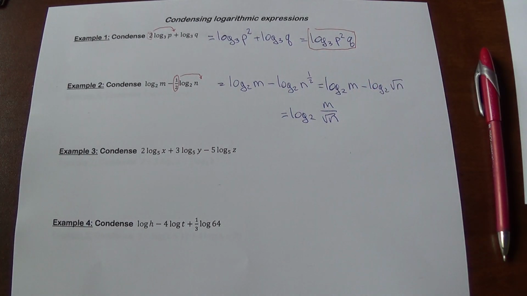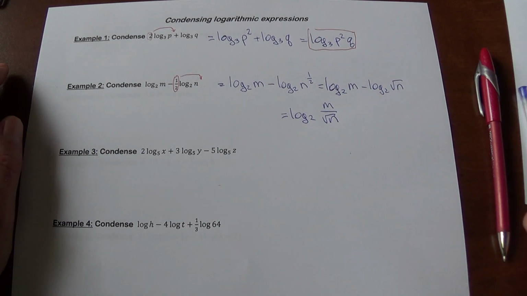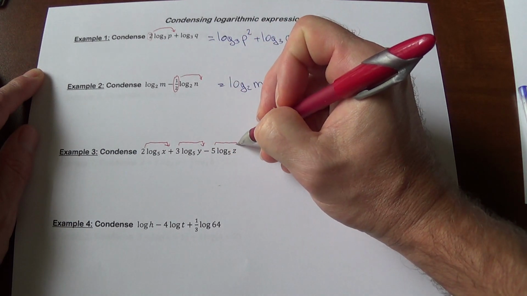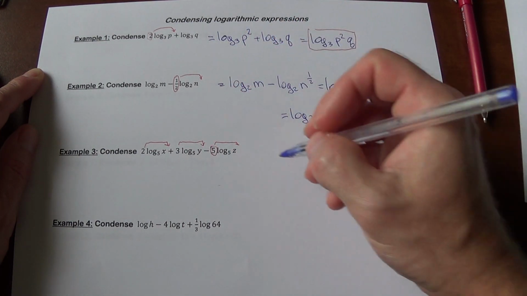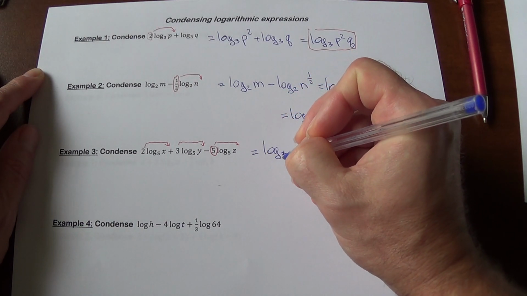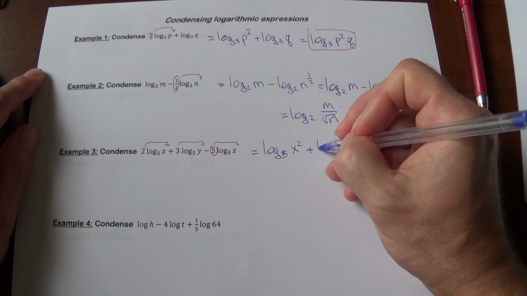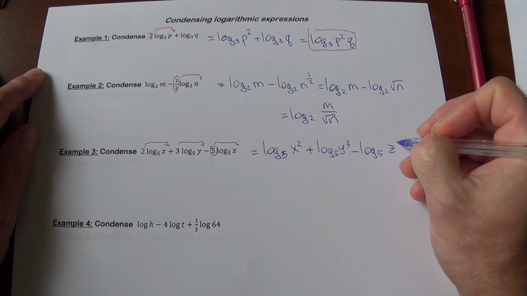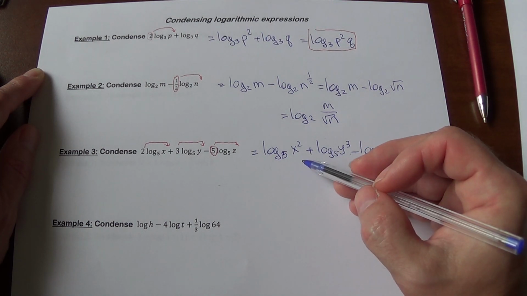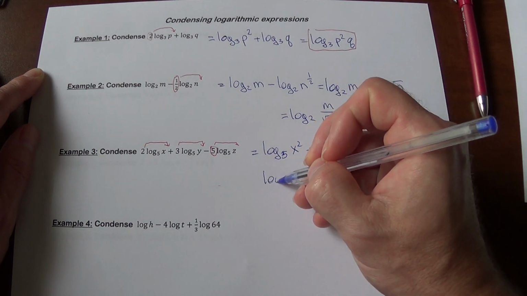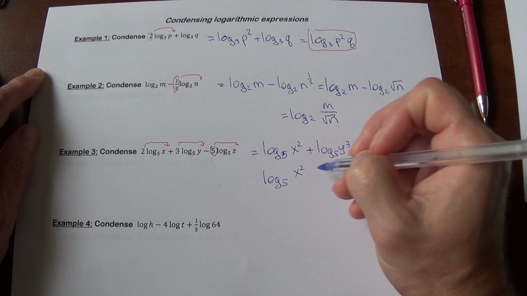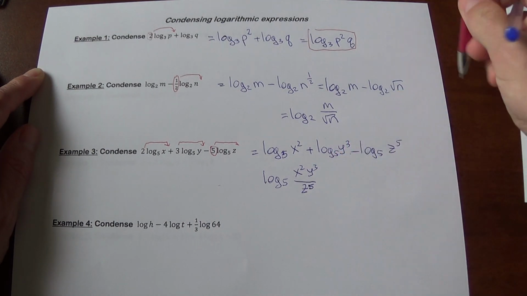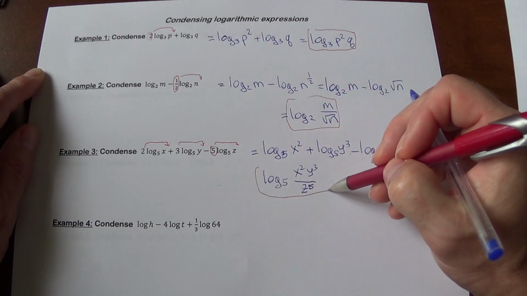Okay. Example 3. So we have 3 numbers here that we need to bring inside, each one of them. Remember, we're just doing positive 5. So we're going to get log base 5 of x squared plus log base 5 of y cubed minus log base 5 of z to the 5th. These two have a plus. We are going to multiply the quantities. So it's log base 5 of x squared y cubed. This has a minus. We are going to divide by that, over z to the 5th. And that is our answer.